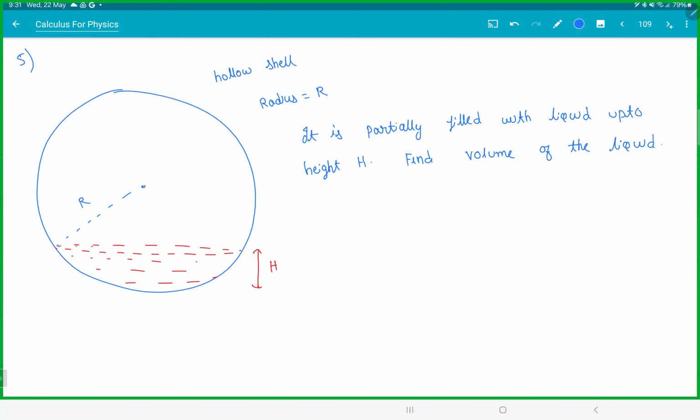Is the question clear? You took a sphere, you didn't fill it up completely. You filled up only up to height h. There is no formula for this, huh? In school or anywhere, you never learn anything like this. But this is a possibility, right? This is what happens in real life. Every time, who will give you a full sphere?